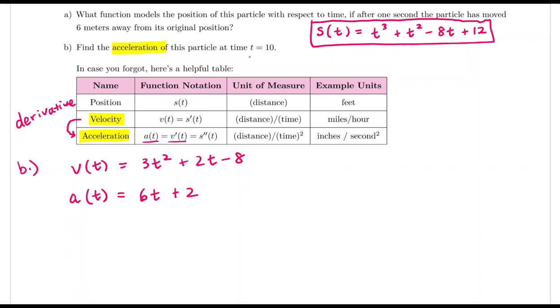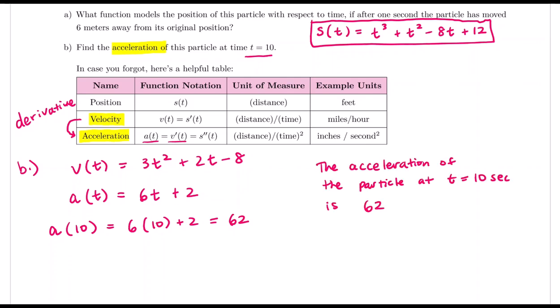However, it does tell us not to find the acceleration in general, but specifically when t is equal to 10. So in other words, it's asking us to evaluate a of 10, where we're plugging in 10 for t. And this is equal to 62.